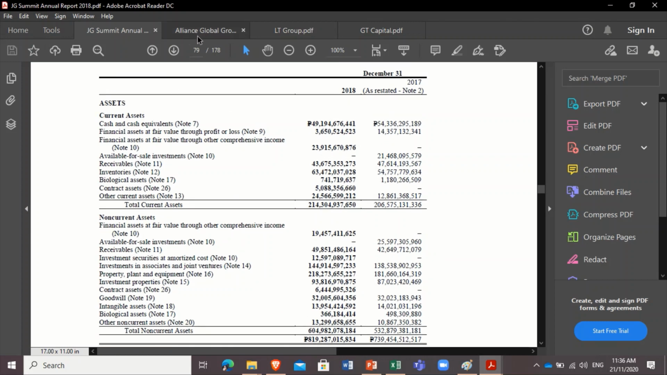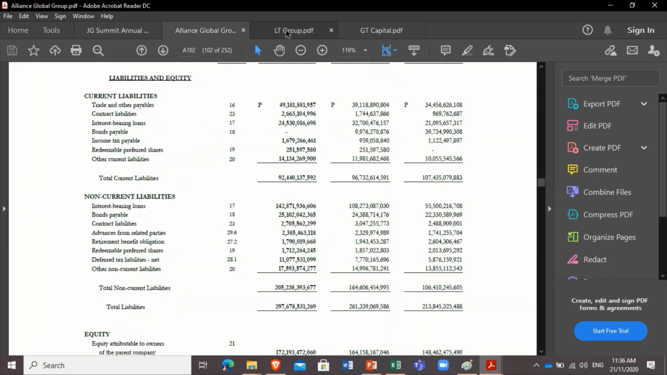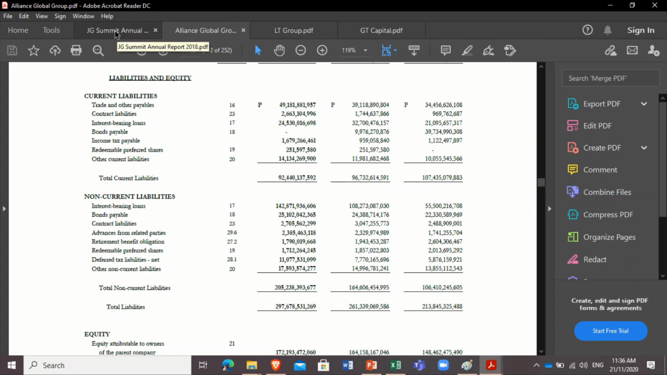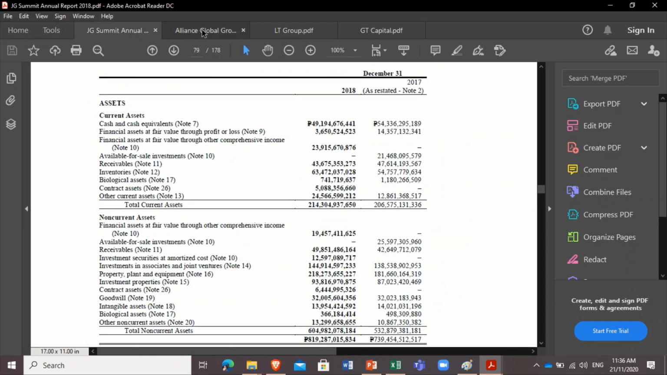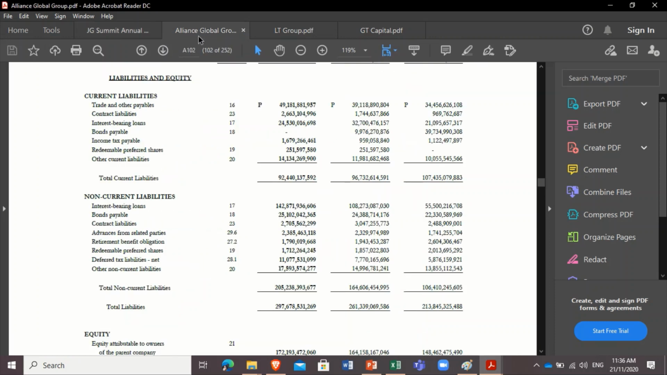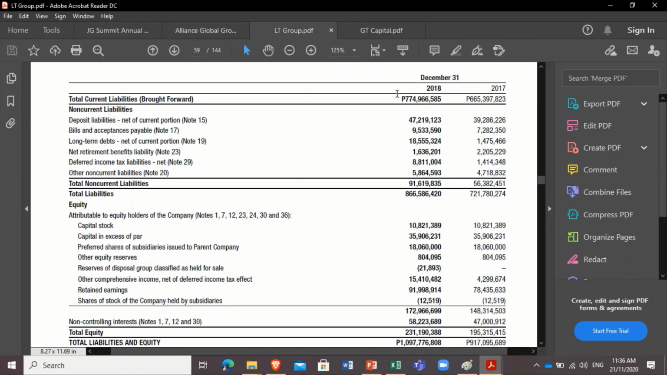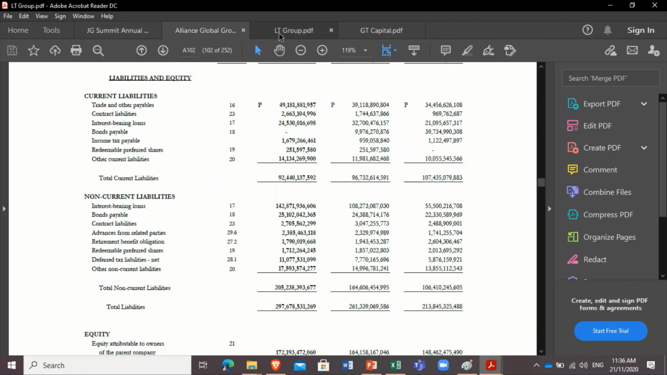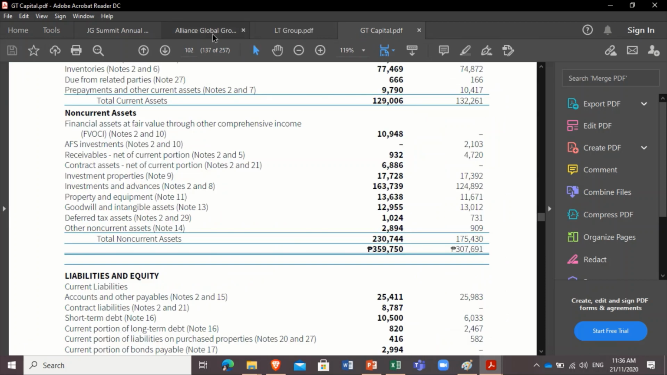So as you can see, I've used 4 different holding firm companies. So these are all holding firms. JG Summit, the Gokongwei Group, we have the Alliance Global Group or the TAN Group, and also we have the Lucio TAN Group, parehas na TAN. And then we have the George T Group or the T Group. We can make comparisons later while we're going to compute for the financial ratios.